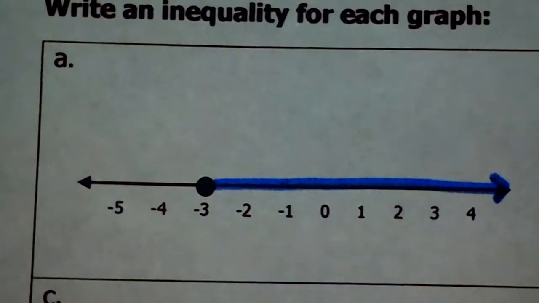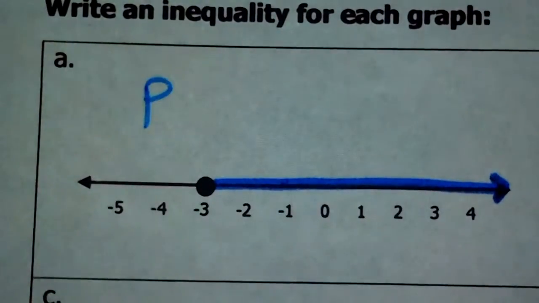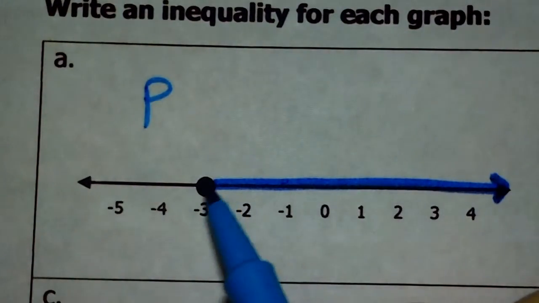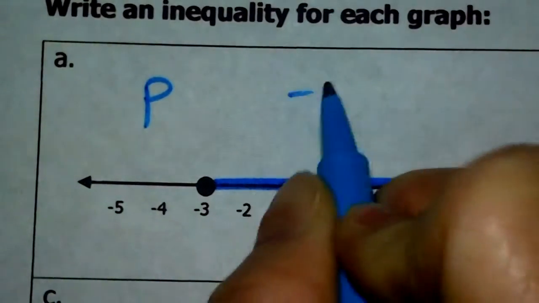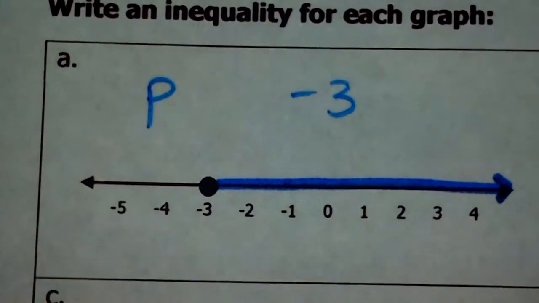All right, so the easiest way to do this, after you choose a letter, write down the letter that you choose, and you're going to write down the value that's given on the graph as the point. So right here, there's a closed circle at negative 3, so I know I'm comparing my variable with negative 3. Now we have to decide what symbol to use, which is generally the trickier part. First off, see how that's closed? That means it's going to be an or equal to.